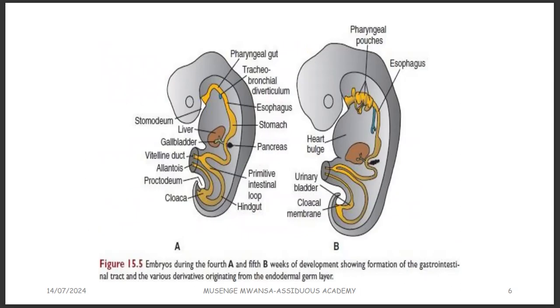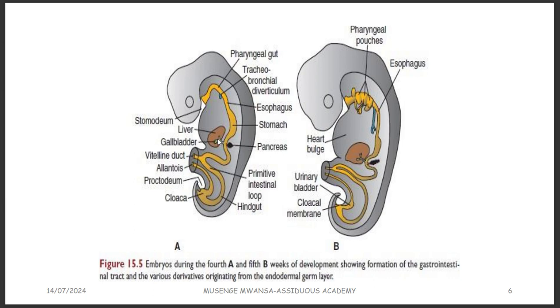So this is the GIT again. You can see the pharyngeal tube starting from the oropharyngeal membrane going all the way to somewhere here. You can see the tracheobronchial diverticulum. This is where the respiratory system will basically come from. Okay, and then you have got the continuation, and you can see the bulging stomach there.